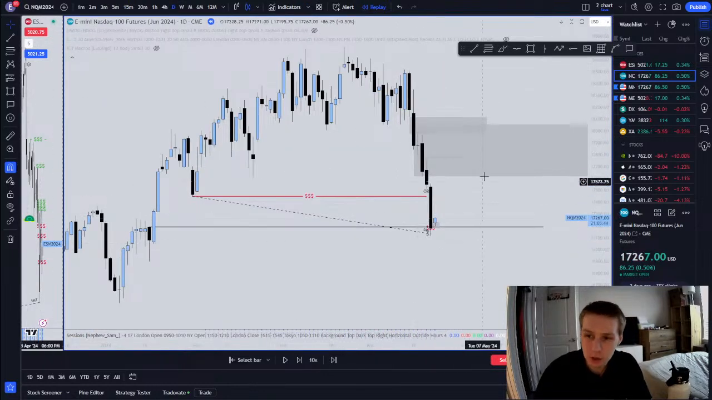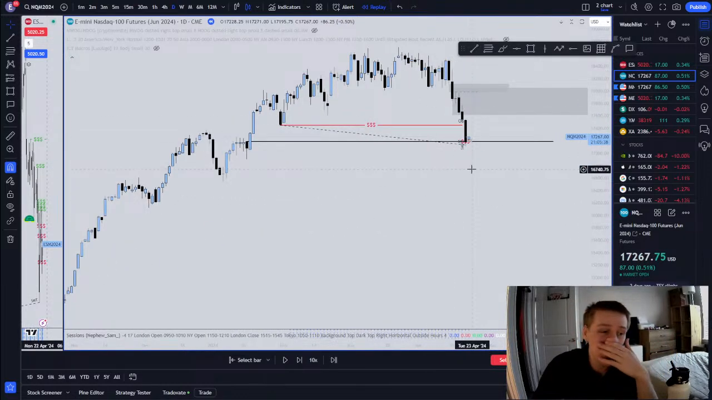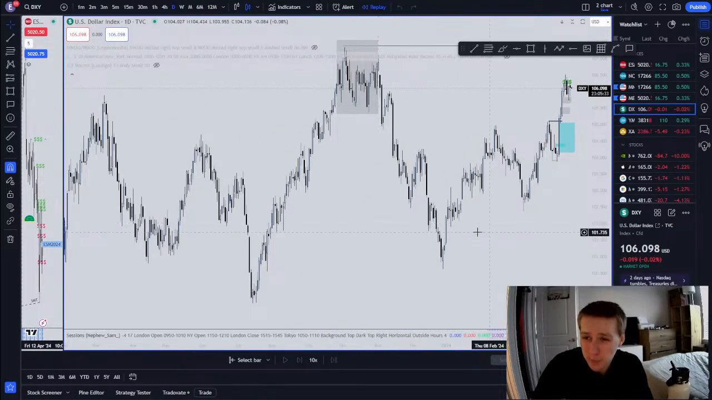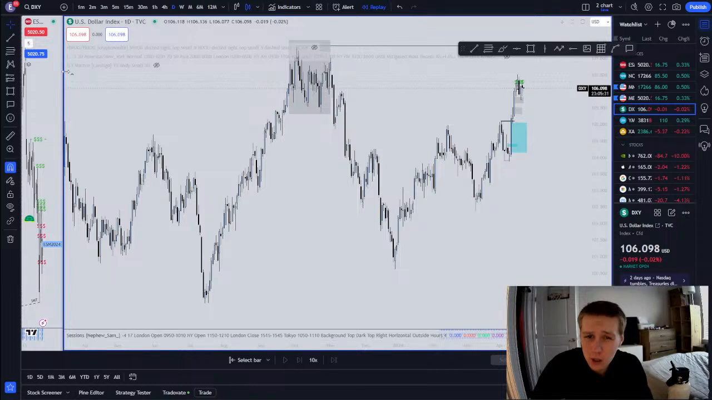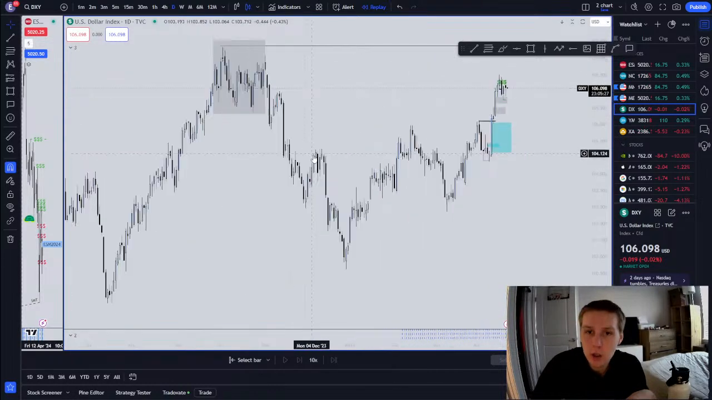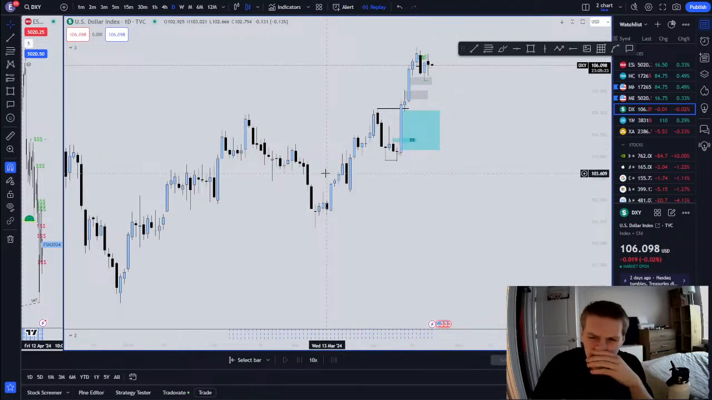I'm anticipating a return up into these fair value gaps here. But also we could still be bearish. There are some war tensions going on, but I'm not really going to expect too much. Let's check on the dollar. On the dollar, I'm still bullish, which means bearish on NQ and ES, not YM. Why did I even say YM?